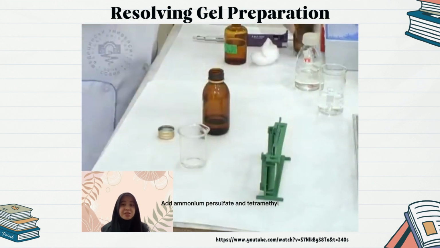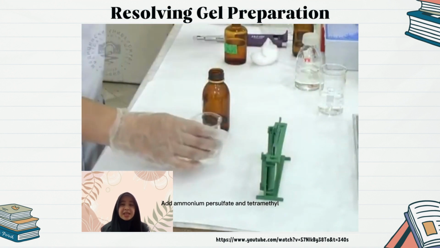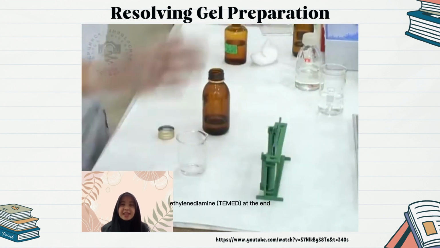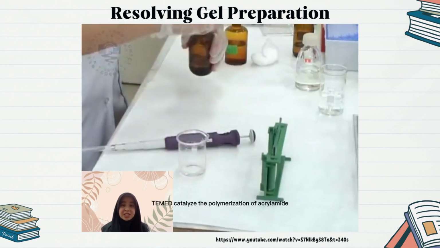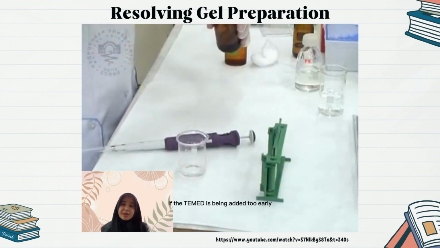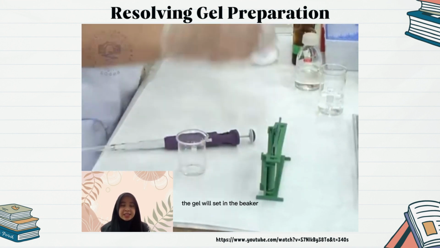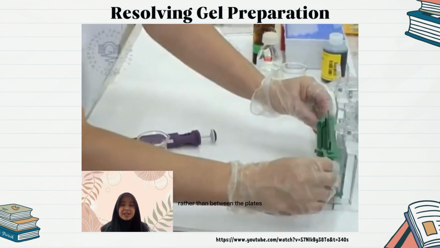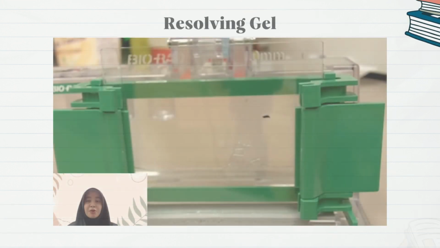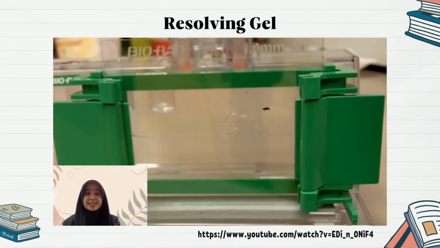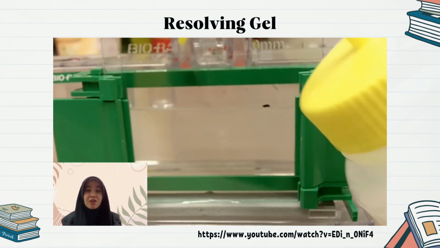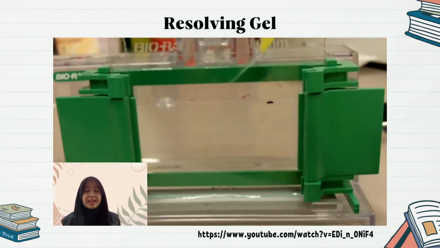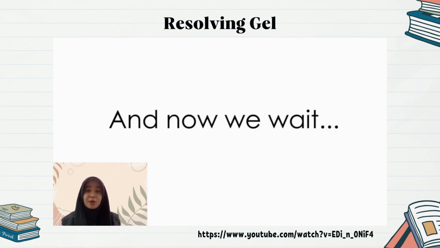Add ammonium persulfate and tetramethylethylenediamine, TEMED, at the end. TEMED catalyzes the polymerization of acrylamide. If the TEMED is added too early, the gel will set in the beaker rather than between the plates. Pour the gel in between the plates up until the gel is at the same level as the mark shown. The presence of air bubbles can be fixed by adding a layer of isopropanol on the top of the gel. Wait until the gel has polymerized.